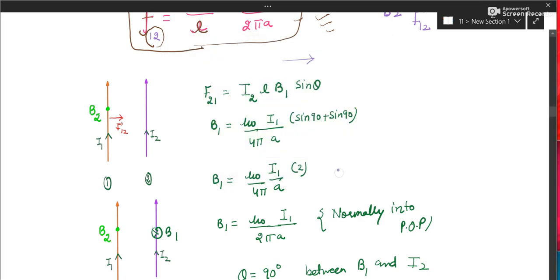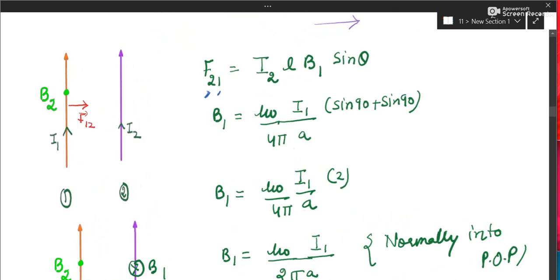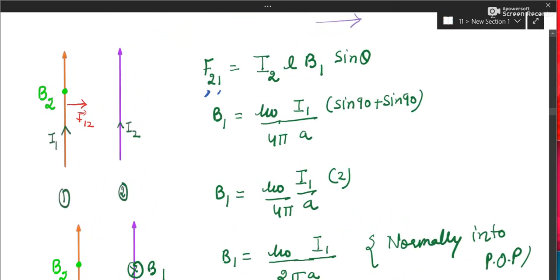In that, you will talk about force on wire 2 due to 1. I am telling it in brief, otherwise you have to do it fully. Force on wire 2 due to wire 1. So force on 2, so current will be of 2, field will be of 1, rest as it is. Now what is B1? Same way, mu naught by 4 pi I1.